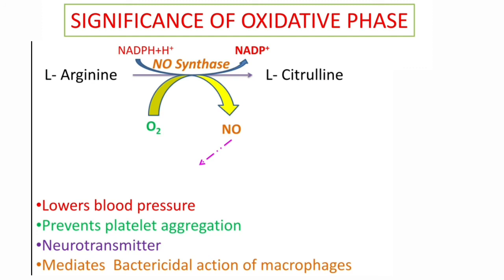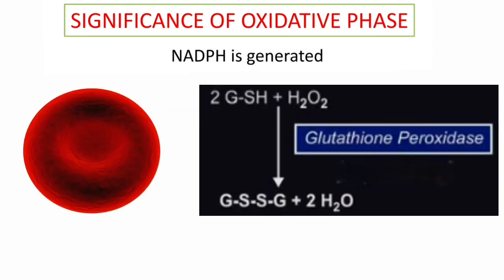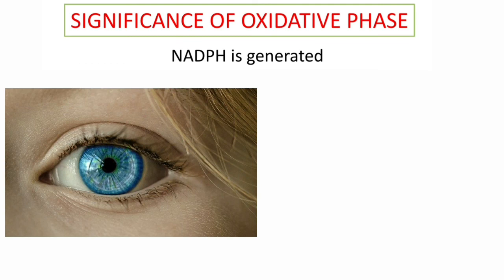macrophages. And one of the most important functions is that NADPH is required by the RBC to keep the glutathione in the reduced state. So reduced glutathione will detoxify the peroxides and free radicals formed within the RBC, thereby helping to maintain the RBC membrane integrity. NADPH is also required for preserving the transparency of lens of eye.